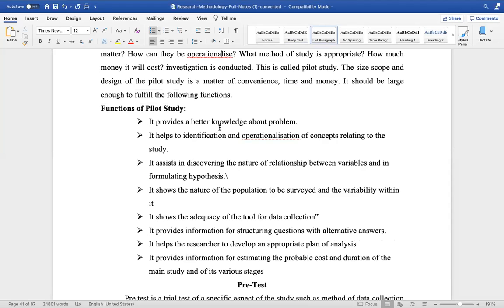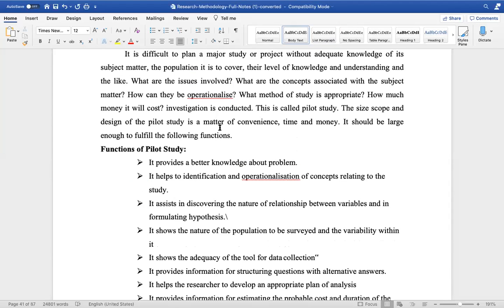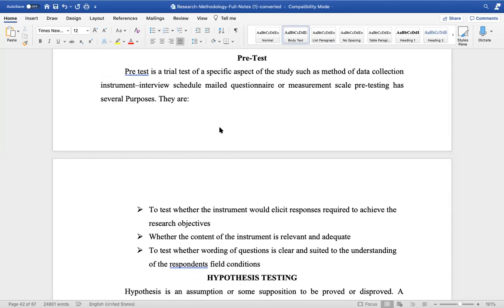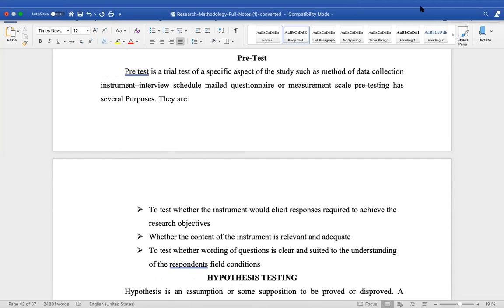What is the meaning of pilot study? What are the functions of pilot study? What is the meaning of pre-testing? And what are the purposes of pre-testing? So if you want, I'll just note it here. We'll go to data processing soon after this.